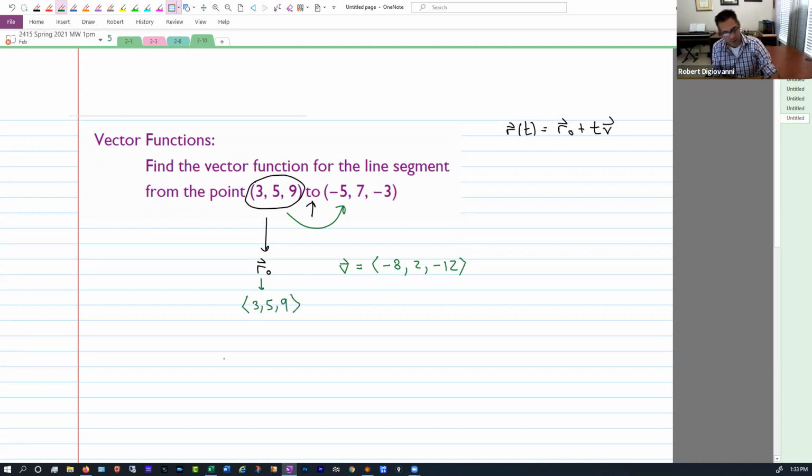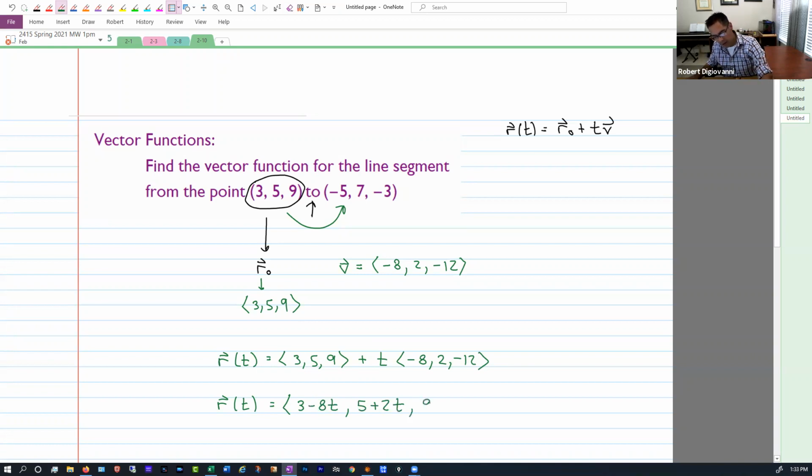So now we just put it all together. We say, okay, r(t) should be the R naught plus t times V. Didn't we do stuff like this already? This isn't new. What's new is going to be the next step when I put them together. I'm going to get 3 minus 8t, putting the x components together, 5 plus 2t, putting the y components together, and then 9 minus 12t, that's our z components together.